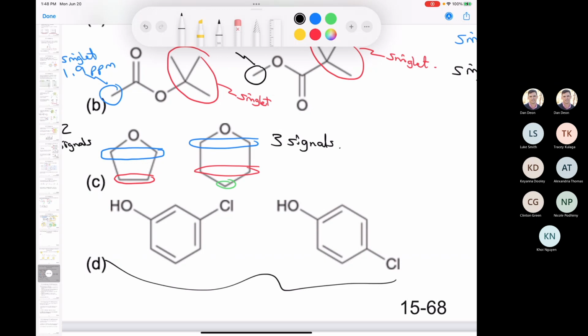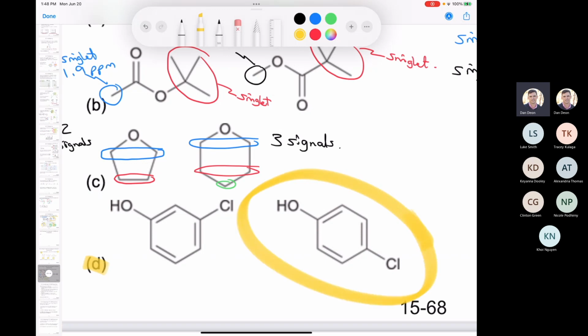All right. Could anybody tell me, you're not going to use splitting in D, so you're not going to use multiplicity. You're not going to use chemical shift because really you have the alcohol and then you have aromatic protons. You're going to use the number of signals again. My question to you guys, I just like finding out what my students know. What if I put this compound in a yellow circle? How many signals would I see for this compound? Could anybody tell me how many you'd see for this one? The one in the yellow oval?